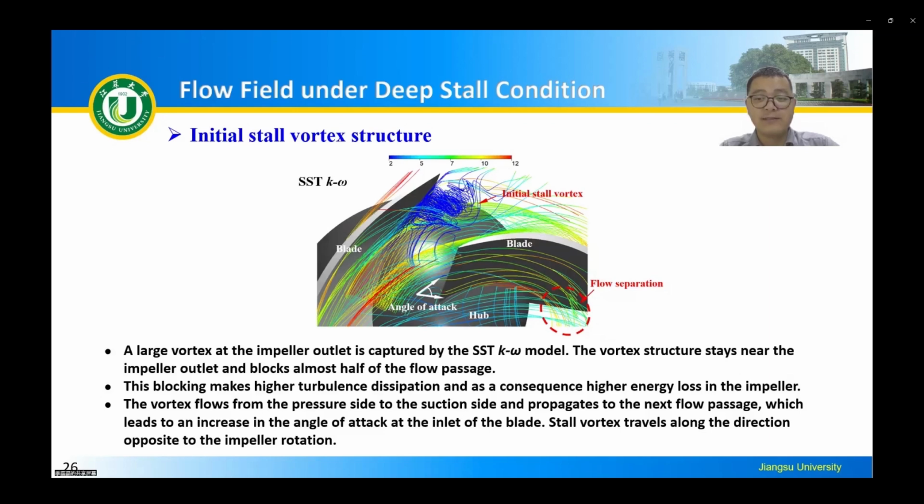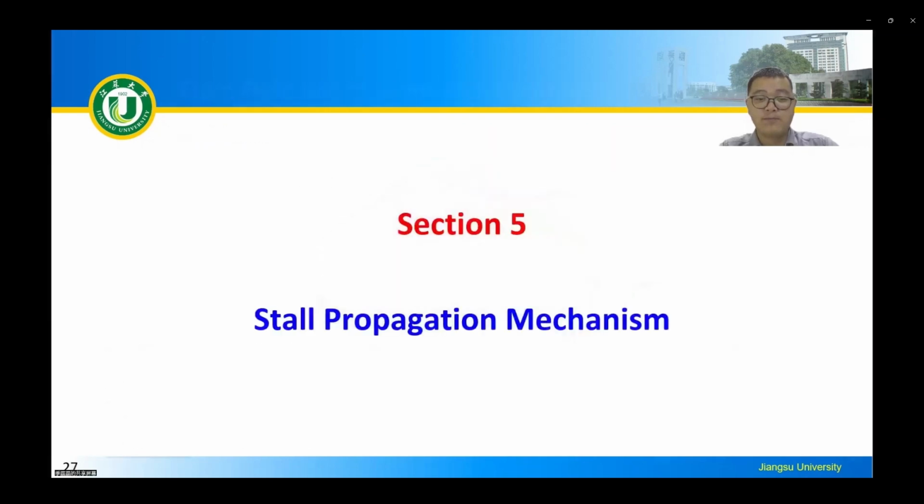Furthermore, we found that the vortex flows from the pressure side to the suction side and propagates to the next flow passage, which leads to an increase in the angle of attack at the inlet of the blades. The stall vortex travels along the direction opposite to the impeller rotation. In the fifth section, we will analyze the propagation characteristics of the stall vortex.